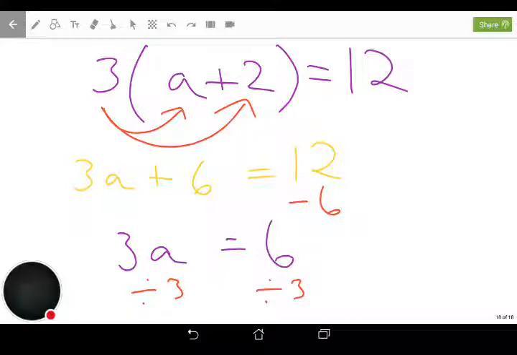Again, we're left with 6 divided by 3 is 2. And you could have actually done what we did on the other side. So to get rid of the times 3, we divide by 3 on the other side. So you're left with a equals 2.